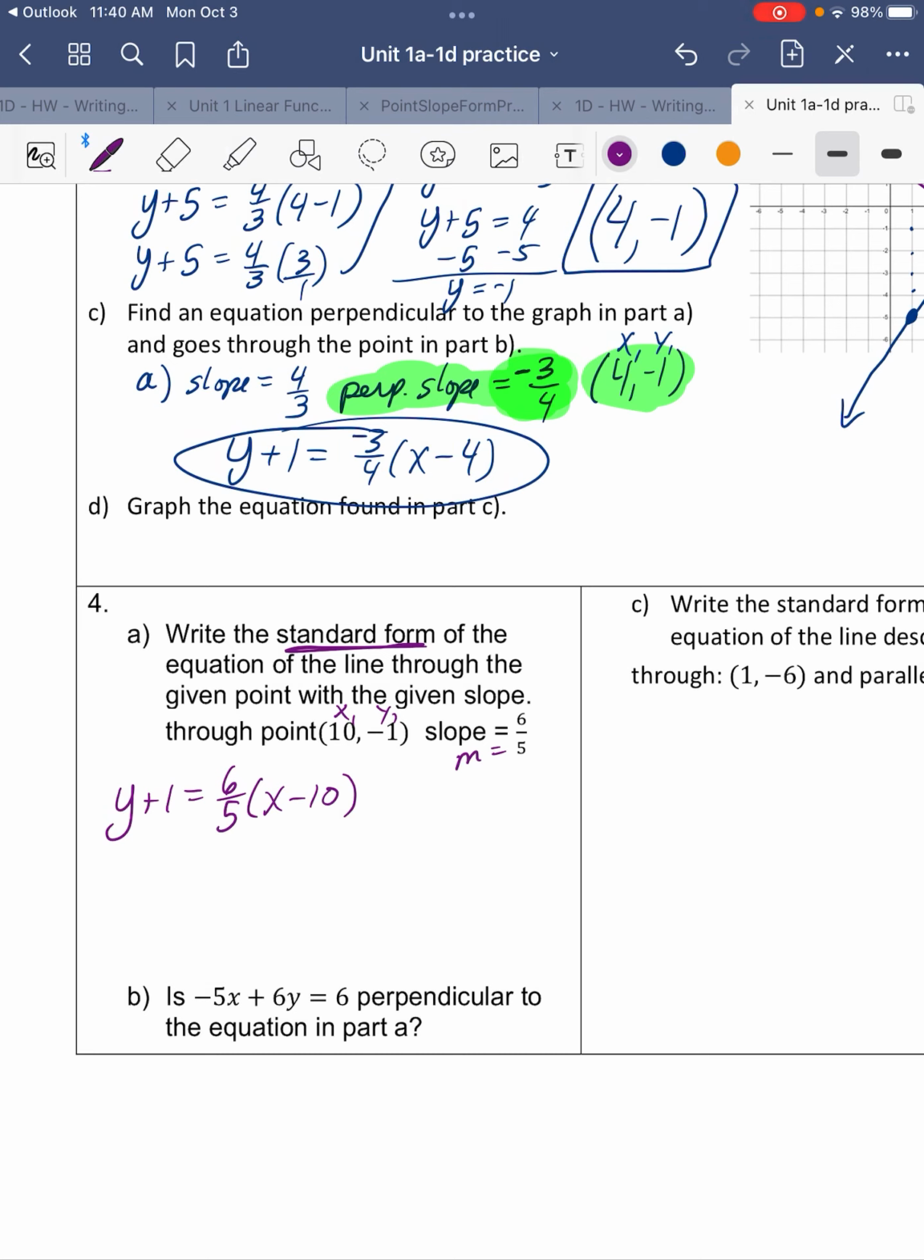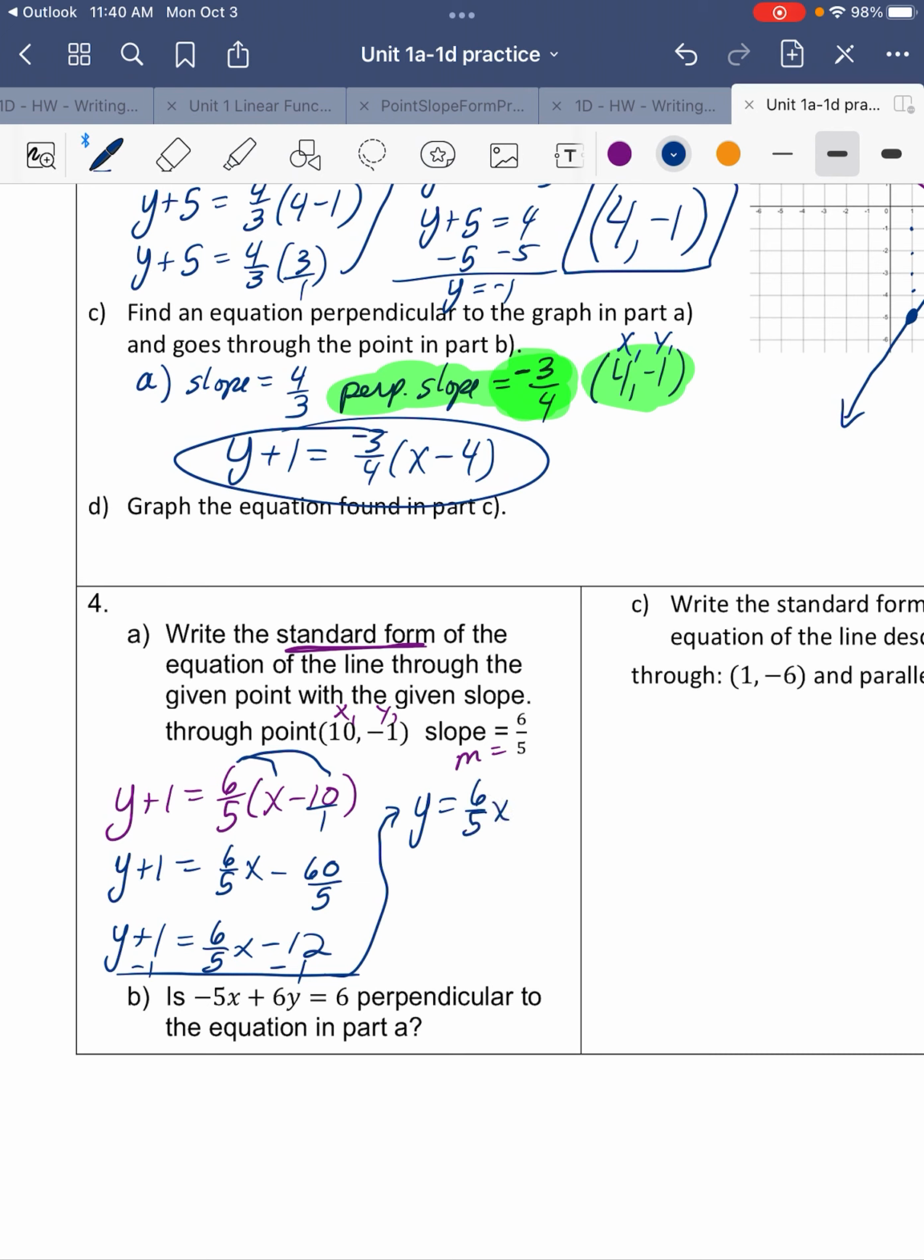So standard form, I am going to run through all the steps. So I'm going to distribute 6/5 times x minus 10, multiply, so I have -60 over 5. I'm going to simplify. 60 divided by 5 is 12. All right, I'm going to subtract 1 to get my like terms together, my constants. So y equals 6/5 x minus 13.